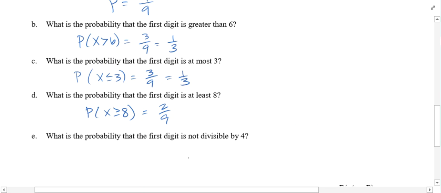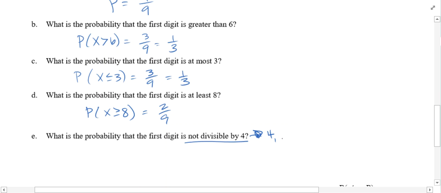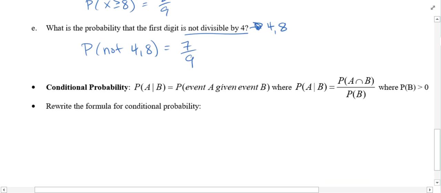What's the probability that the first digit is not divisible by 4? Okay, when we look at our numbers, which ones are divisible by 4? Let's see if we can go there first. Okay, so 4 is obviously divisible by 4. What's the other number that's divisible by 4 in this set? It's going to be 8. Okay, so of those numbers, what's the probability that it's not a 4 or an 8? Well, there's 7 other numbers out of 9. Okay, so those were some of our general probability rules. And then we're going to talk more about conditional probability in class. Thanks!